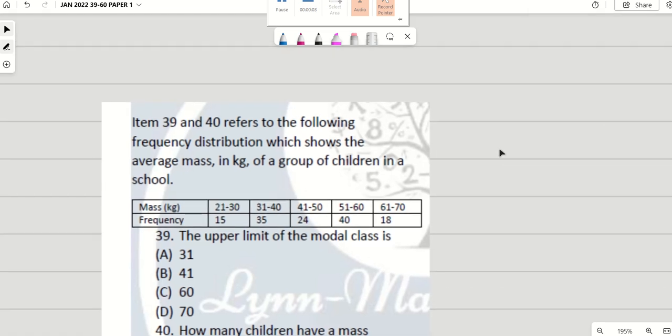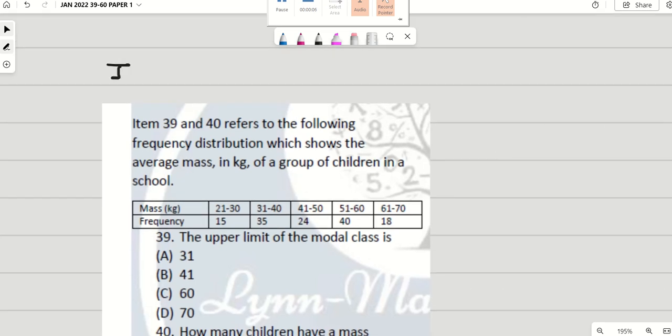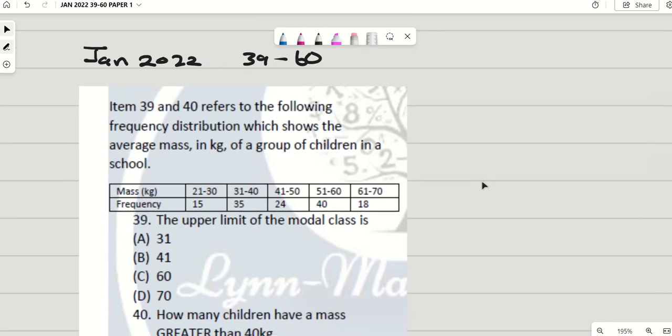So today we'll be doing January 2022, number 39 straight to 60. Now these questions, some of them include statistics questions. Then we have our graphs, we have trigs, and we have relations and functions, right? That is what this last section entails.